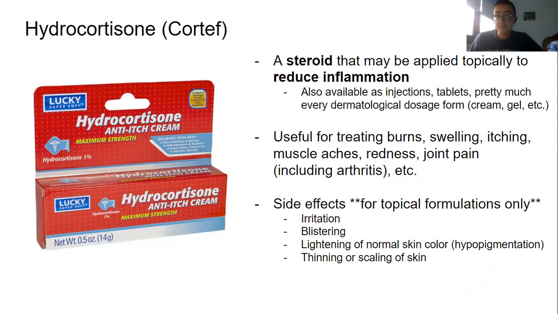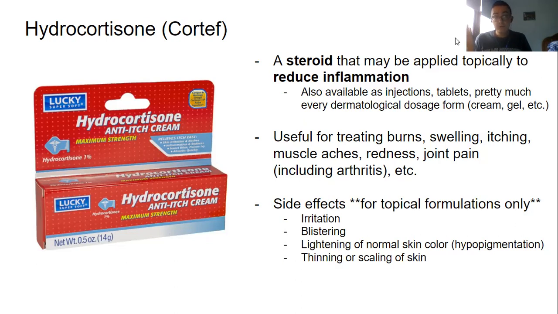Now, it's a steroid that might be applied topically to reduce inflammation, but it's also available as injections, tablets, just about every dermatological dosage form as well. You get it in gels, creams, you name it. And hydrocortisone works not just as an anti-itch cream, but it's a steroid. So it's also very useful in treating inflammation or inflammatory disorders as well.